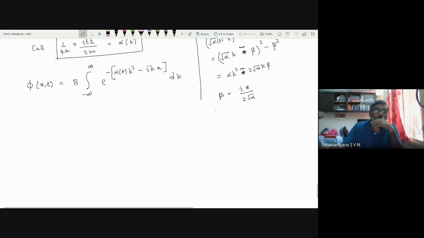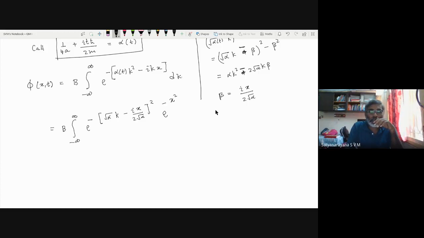So we can write this integral as b, integral minus infinity to infinity e to the minus root alpha k minus Ix by 2 root alpha the square. And of course, you have this minus beta square. Okay, so minus beta square, this minus and this minus, this minus and that minus will become plus. So that if I write separately, I have e to the minus x square by 4 alpha. Oh, sorry, 4 alpha. E to the minus x square by 4 alpha.